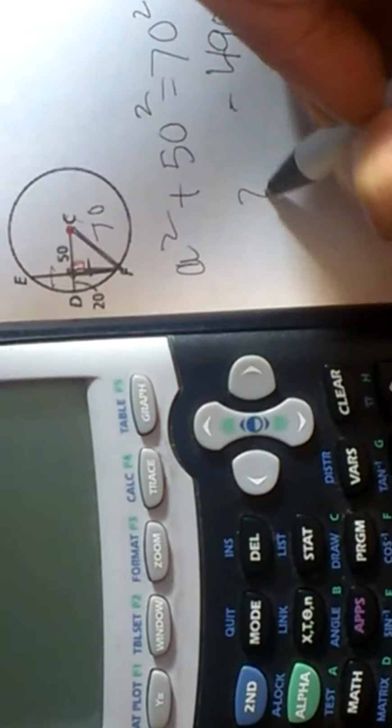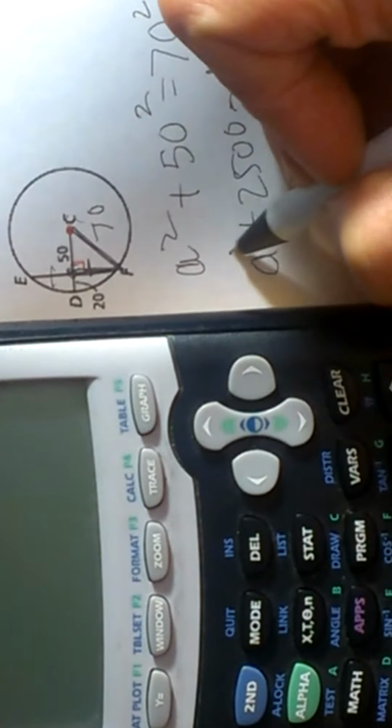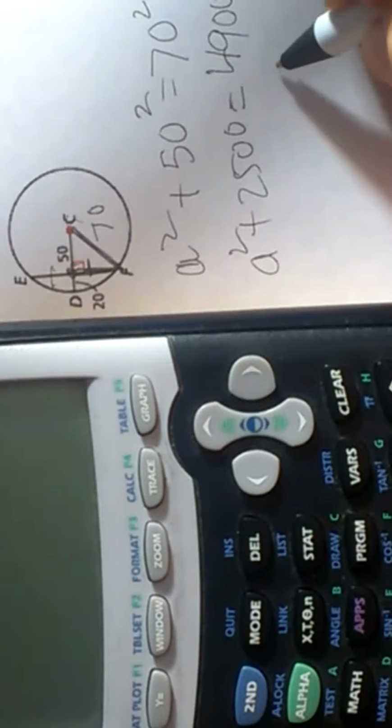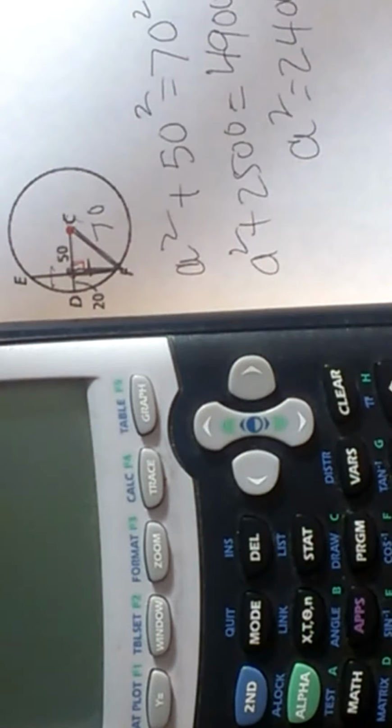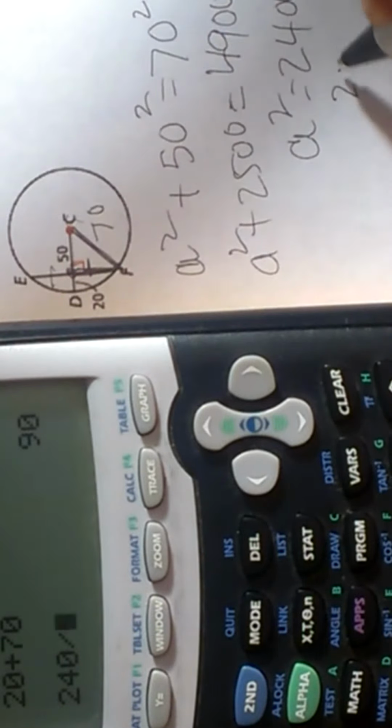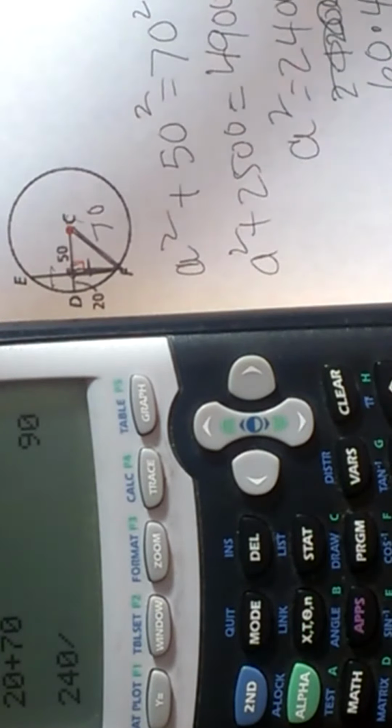So let's see, 70 squared is 4,900, 50 squared is 2,500, plus a squared, and let's see, that's going to give us 2,400, and that one's not a perfect square, is it? No. So let's just break it down. Let's do 60 times 40 and do that as 6 times 2 times 5, and that's 4 times 2 times 5. And that's 2 times 3 times 2 times 5 times 2 times 2 times 2 times 5.